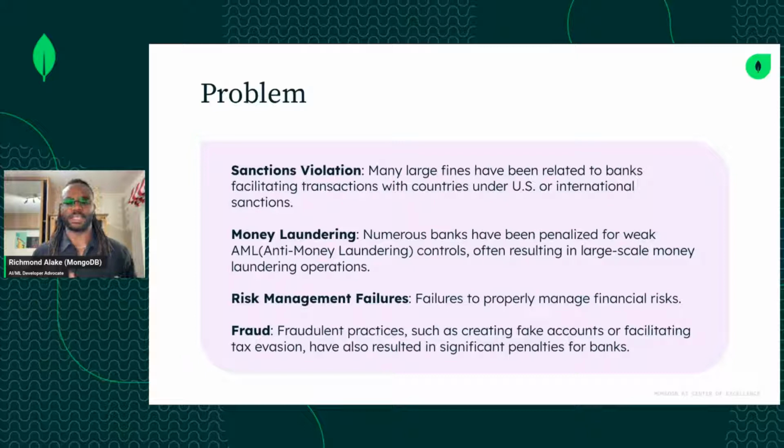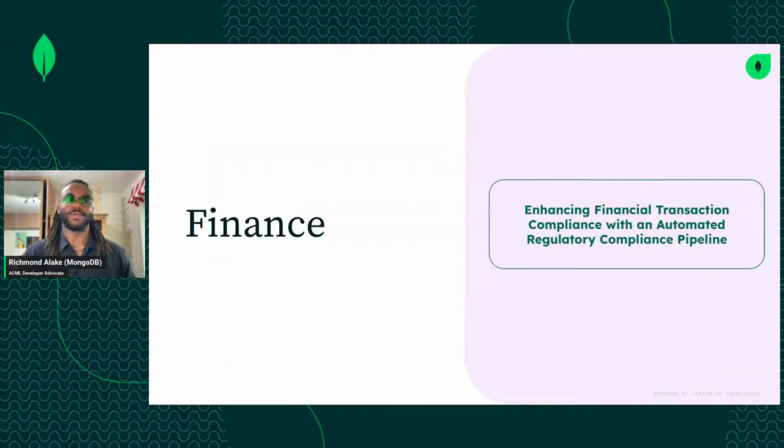Now imagine if there is a way to detect these transactions using a bit of that large language model ability, but also doing it in a way that is modern, enables scalability, and can be automated as well. That's what we're going to be talking about today. We're going to be solving a problem within the finance sector, and the use case is enhancing financial transaction compliance with an automated regulatory compliance pipeline. That is a mouthful.